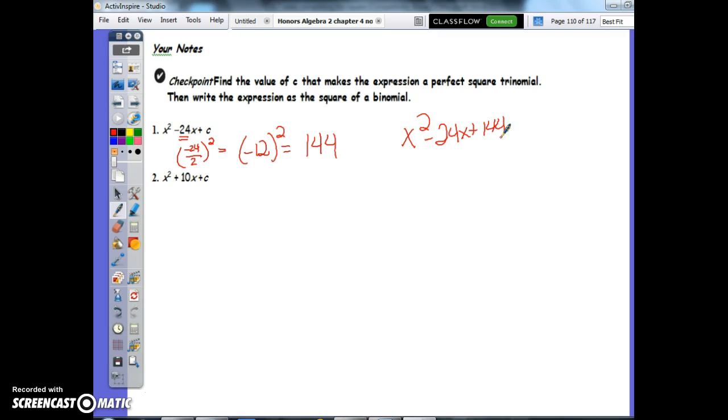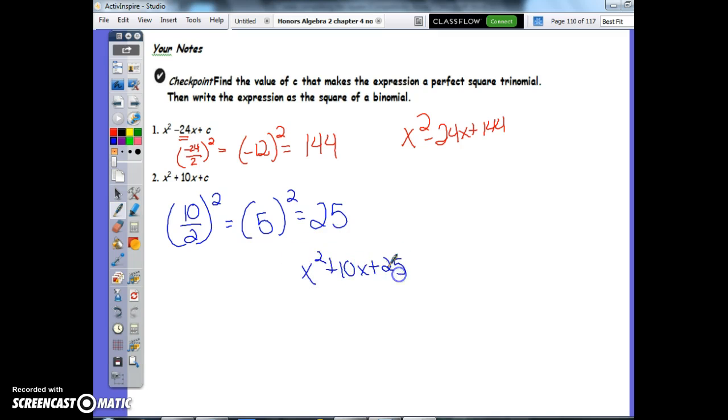Then, remember too, you take half of 10, which all of you know is 5. Well, sorry, I'm writing 5 and not writing what I need to, not the square. Half of 10, which is 5, and square it, which would be 25. So c is 25, and you get x squared plus 10x plus 25.